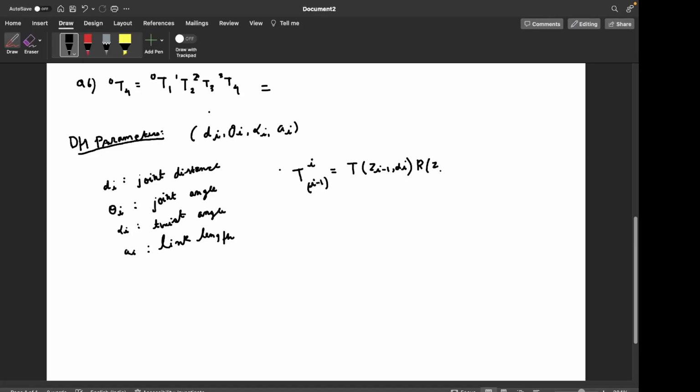Zi minus 1, theta I, translation, xi and rotation, xi alpha I.